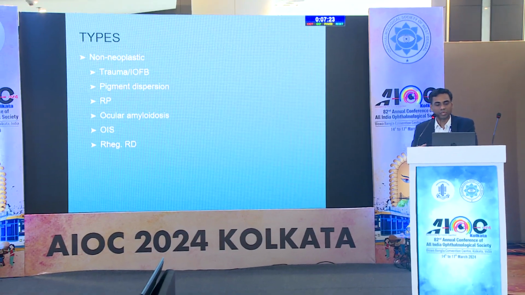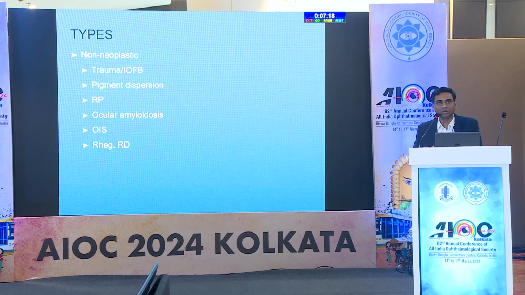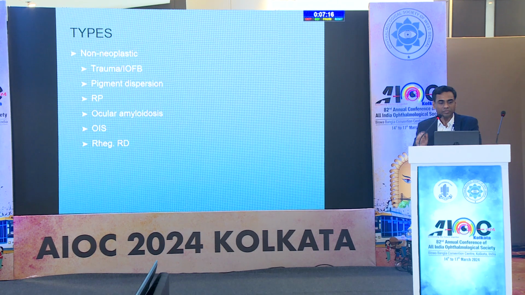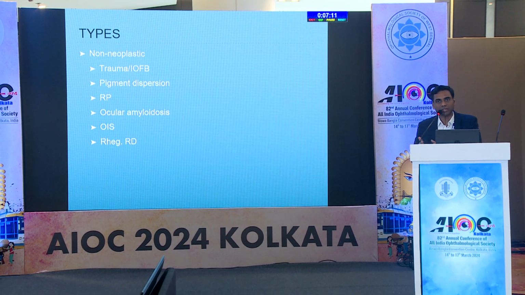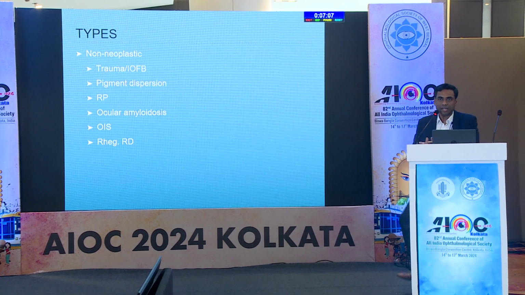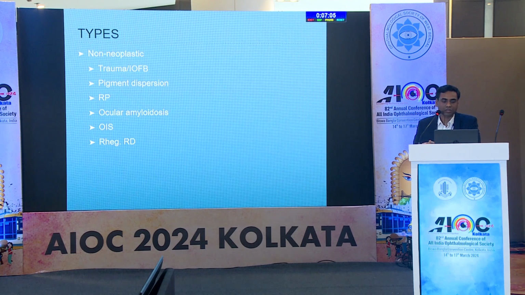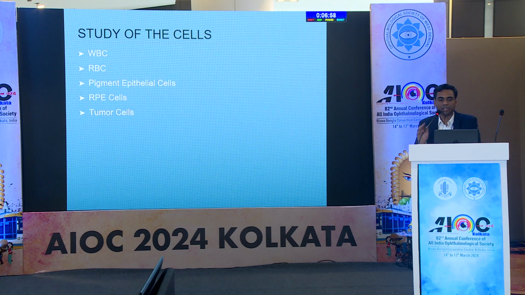One is a non-neoplastic subgroup, which all of us come across in our practice. A trauma, intraocular foreign body, which present with cells, they can present as masquerades because they are not autoimmune in nature. Pigment dispersion, so the cells are pigmented cells, again, present like uveitis. Retinitis pigmentosa has cells, again, it's not uveitis. Ocular amyloidosis, ocular ischemic syndrome, rhegmatogenous RD, all of them have cells, but they are not primarily uveitis.